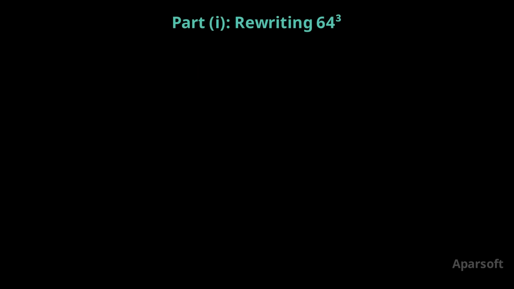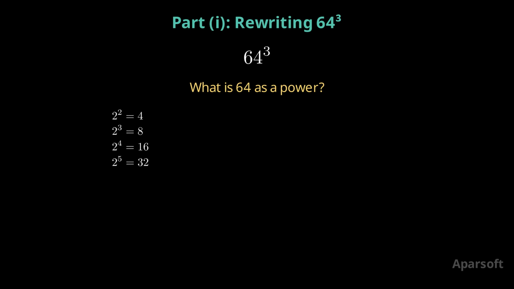Let us start with 64 cubed. The trick is, can we write 64 itself as a power of something smaller? Let us hunt. 2 squared is 4, 2 cubed is 8, 2 to the 4th is 16, 2 to the 5th is 32, and 2 to the 6th is 64. There it is. But wait, 8 squared is also 64, and 4 cubed is 64 too. 3 different ways to write 64 as a power.